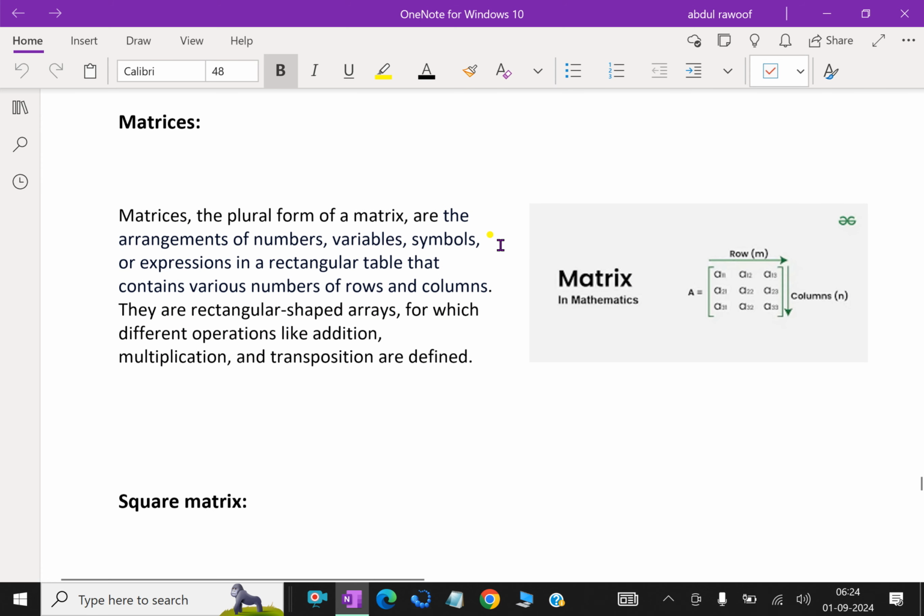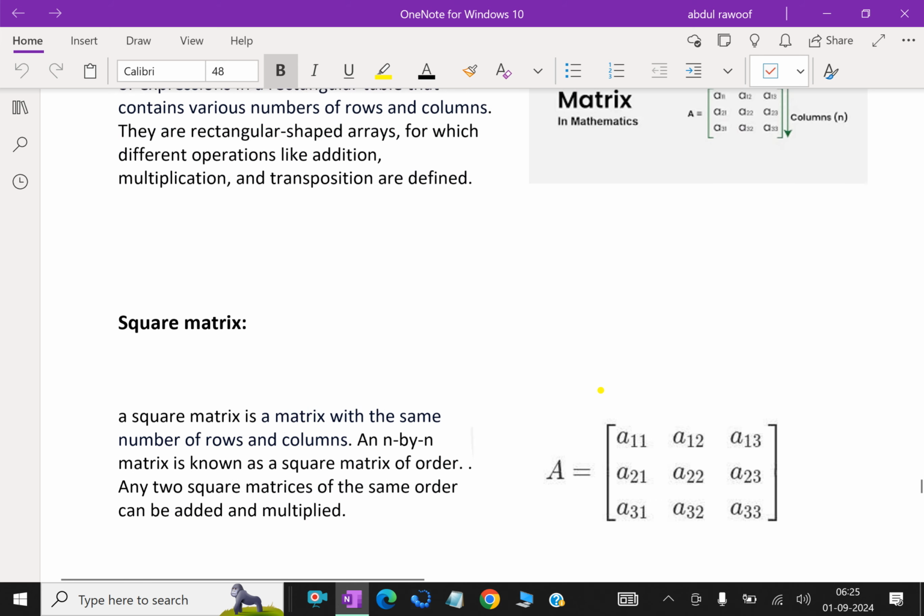First, what are matrices? Matrices, the plural of matrix, are arrangements of numbers, variables, symbols, or expressions in a rectangular table that contains various numbers of rows and columns. They are rectangular-shaped arrays for which different operations like addition, multiplication, and transposition are defined. Here, look at the matrix. The horizontal arrangements are rows and the vertical arrangements are columns. This matrix is called an M by N matrix.